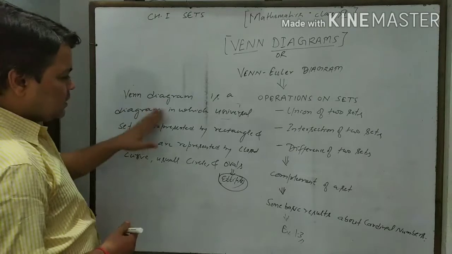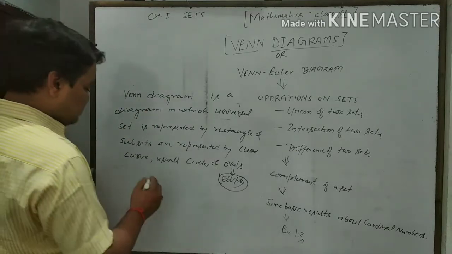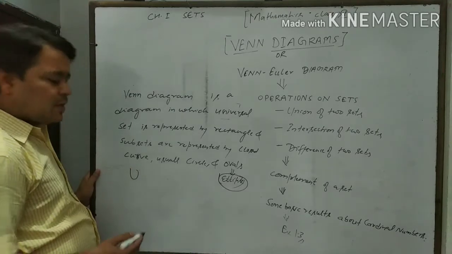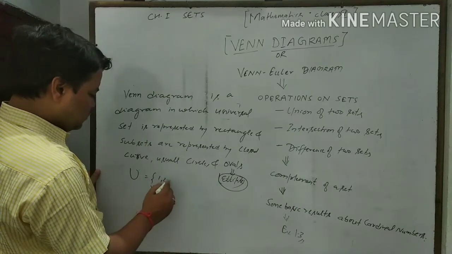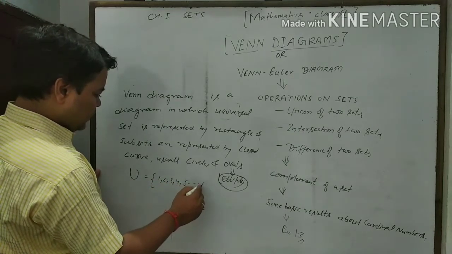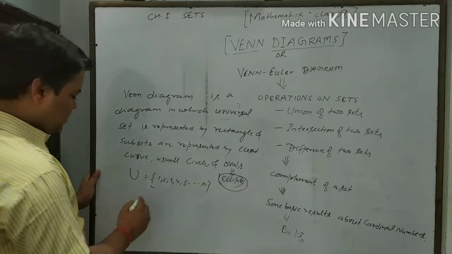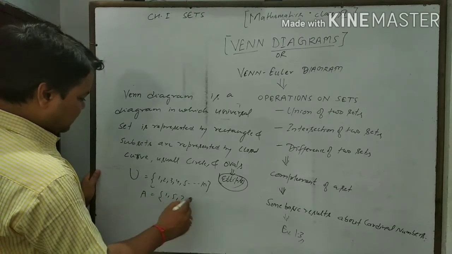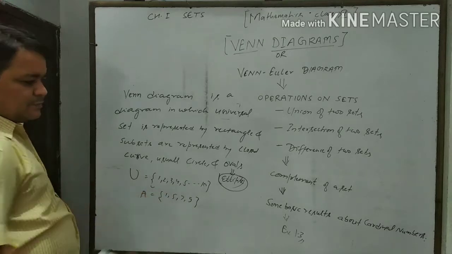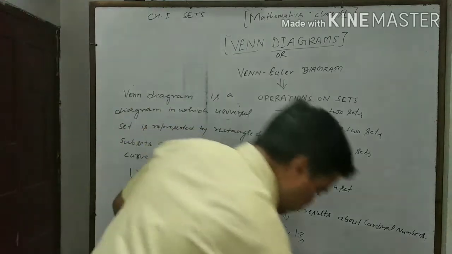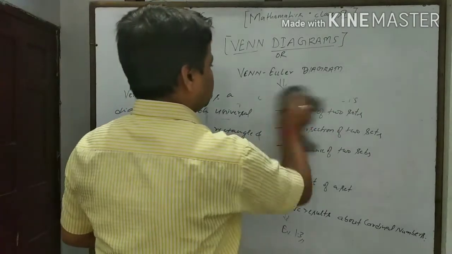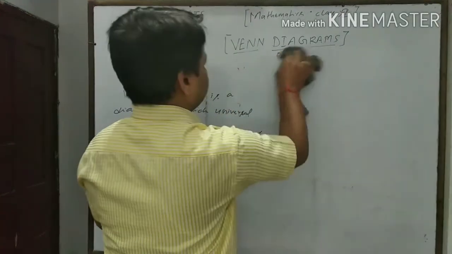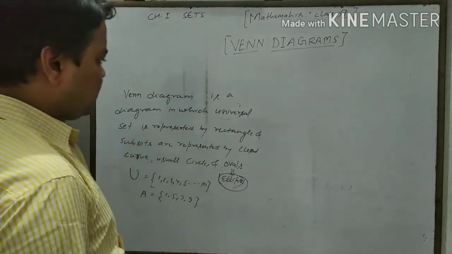So now we try to understand the Venn diagram with an example. Let this be the universal set, commonly represented by U, and this is 1, 2, 3, 4, 5 up to 10. And we take one more set A, that is 1, 5, 7, 9. Then how should we represent the Venn diagram of these sets?